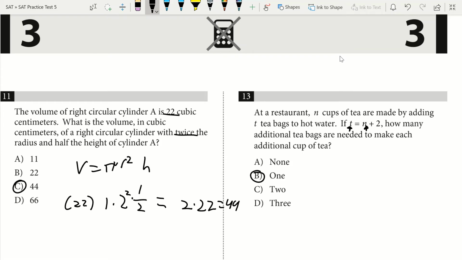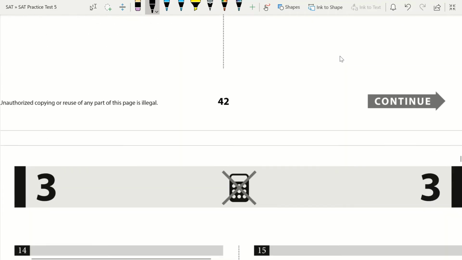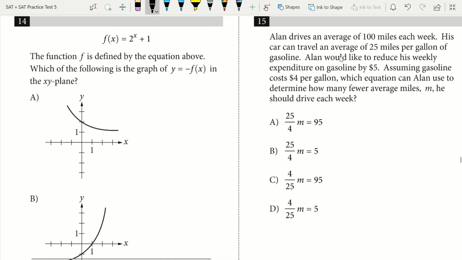They're proportional. So we're going to have B1. Alright, question 14. The function f is defined by the equation above. Which of the following is the graph of y equals negative f of x in the xy plane? Well, y equals negative f of x will just be negative 2x. We're just multiplying this whole equation by negative 1, right?